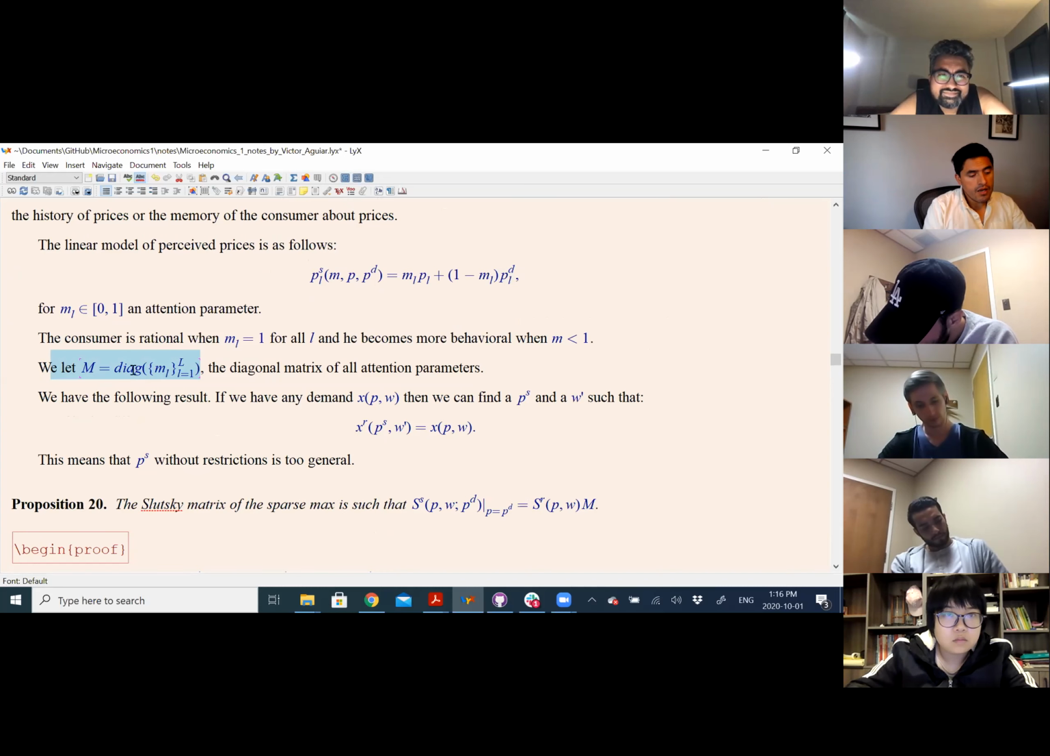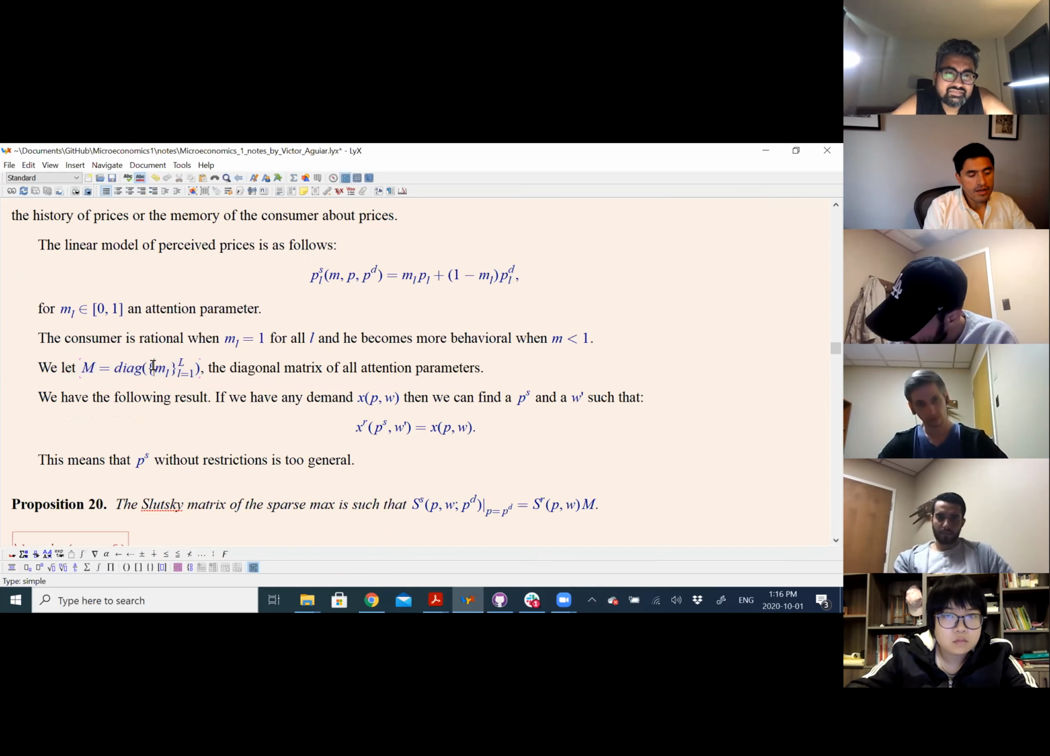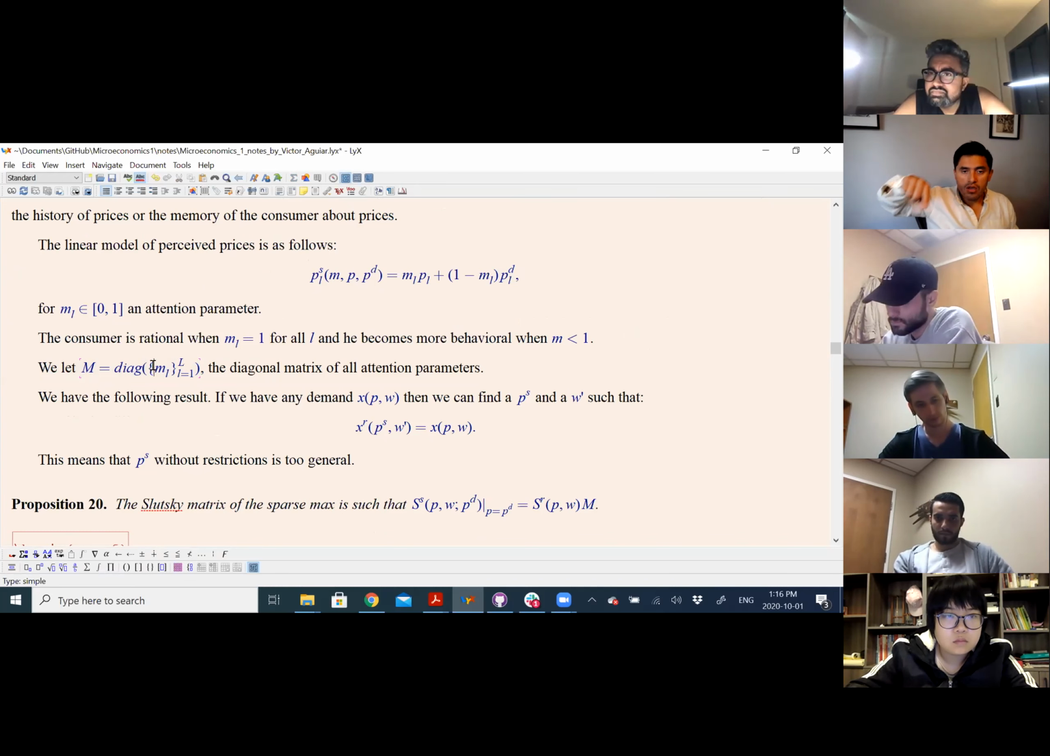Annotation step: capital M is a matrix of size L times L, where the diagonal entries are the M values. So it's just an L times L matrix. All of the off-diagonals are 0. On the diagonal are the M's from 1 to capital M. How many M's do I have? I have good-specific M's.